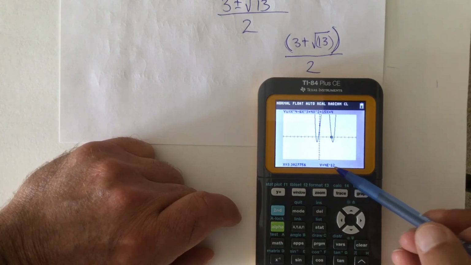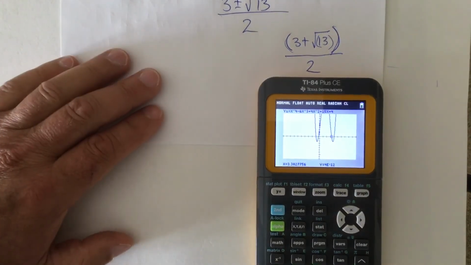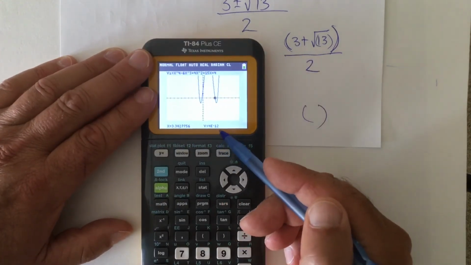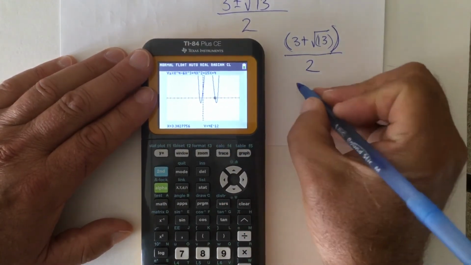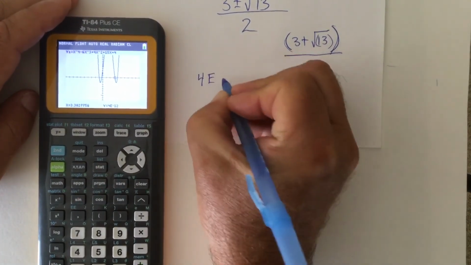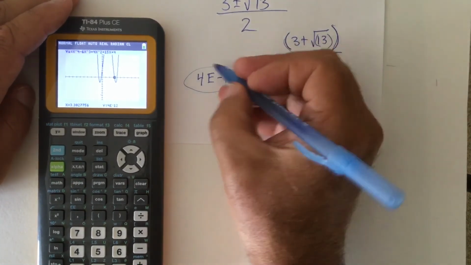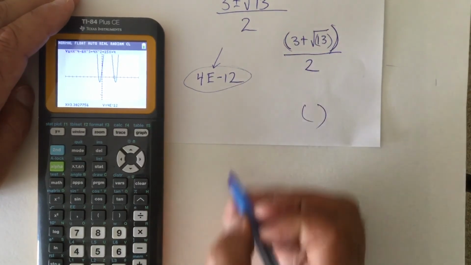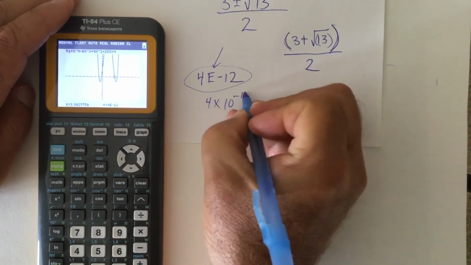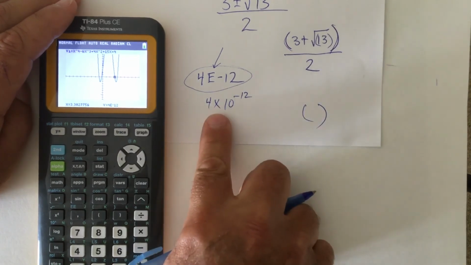Now, here's the one thing about calculators. They do not know how to think. They only know how to do what they know. Whenever your calculator does this, what did it tell me? It says, right there, 4E negative 12. Whenever you see your calculator go E, like a monkey, E, it means 4 times 10 to the negative 12th, which you guys would know as scientific notation. That is an extremely tiny number.